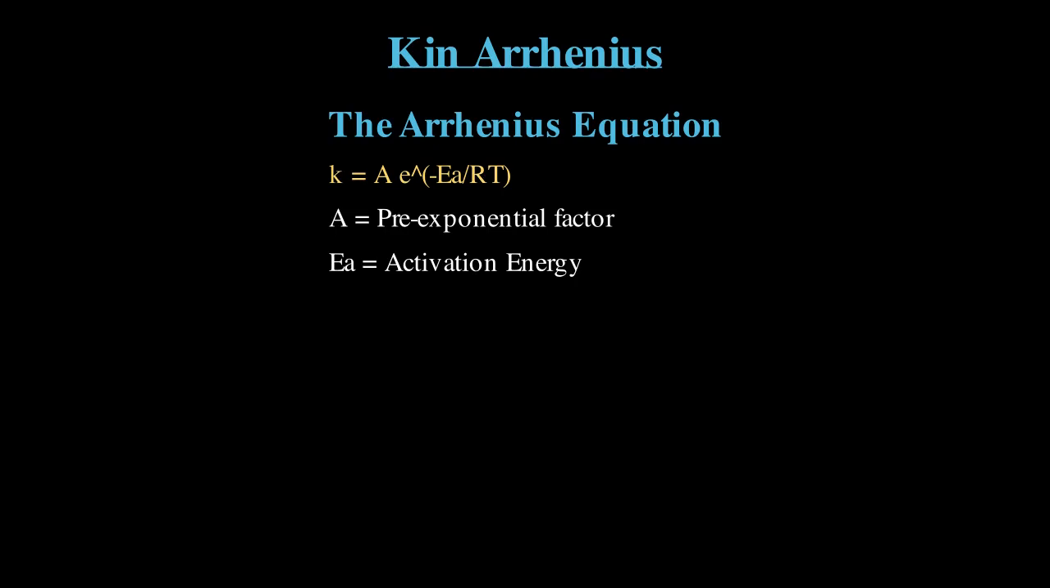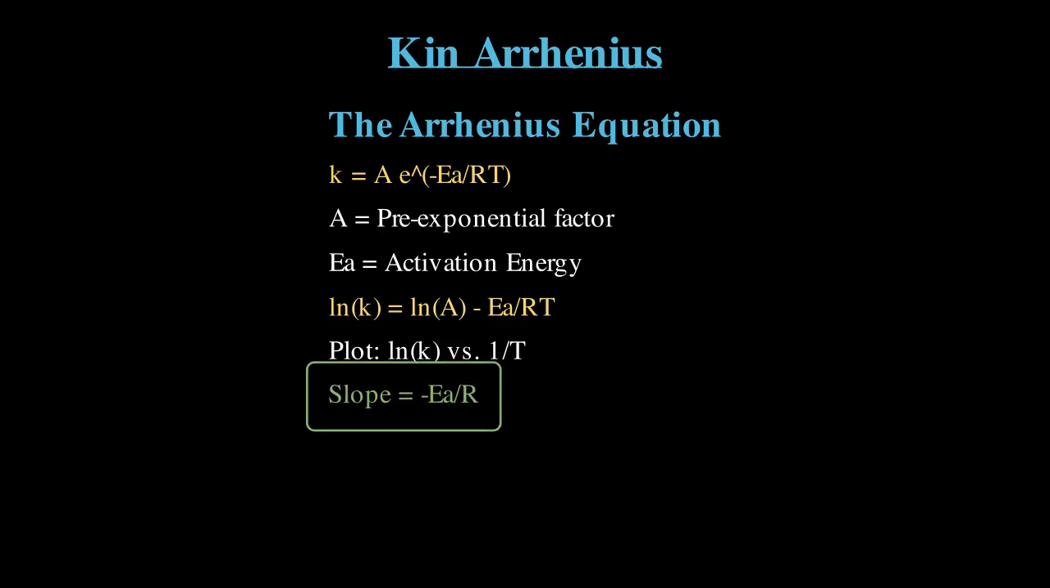To make this equation more useful for experimental analysis, we can take the natural log of both sides. This gives us natural log of K equals the natural log of A minus EA divided by RT. This equation is in the linear form y equals c plus mx. By plotting the natural log of K on the y-axis versus 1 divided by T on the x-axis, we obtain a straight line. The slope of this line is equal to minus EA divided by R. This graphical method allows us to determine the activation energy of a reaction from experimental data.